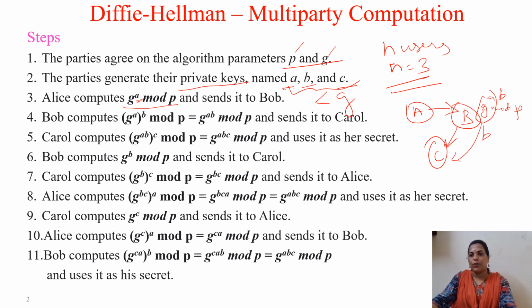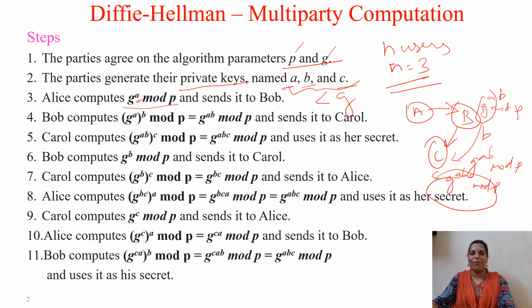Then Carol now has the value G power AB mod P. Carol has her own private key, so the private key C is known only to her, and the common parameters are known to Carol. With that private key, Carol computes G power ABC mod P. And now this becomes the shared secret key. So everyone has to compute this particular value only.